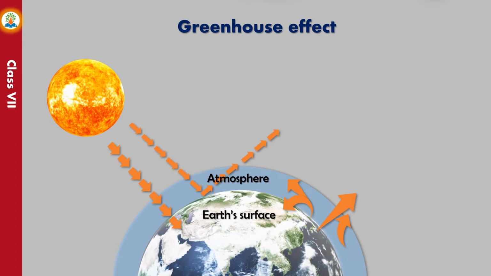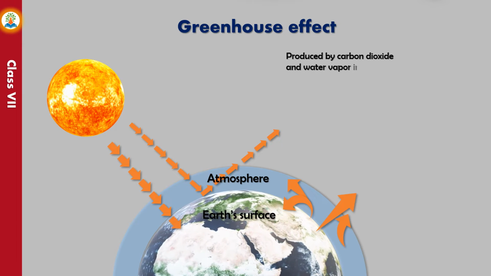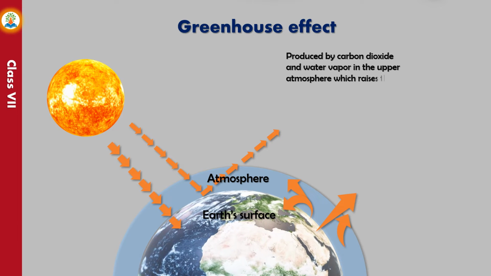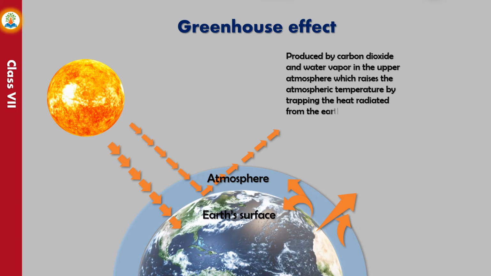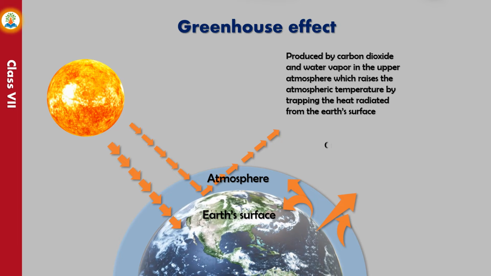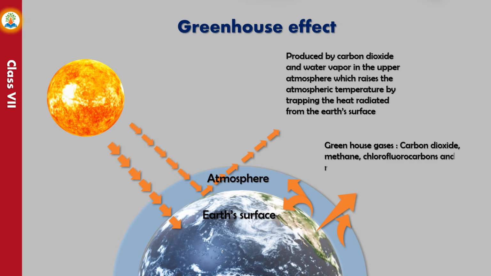So the greenhouse effect is the effect produced by carbon dioxide and water vapor in the upper atmosphere, which raises the atmospheric temperature by trapping the heat radiated from the Earth's surface. Greenhouse gases are carbon dioxide, methane, chlorofluorocarbons and nitrogen oxide.